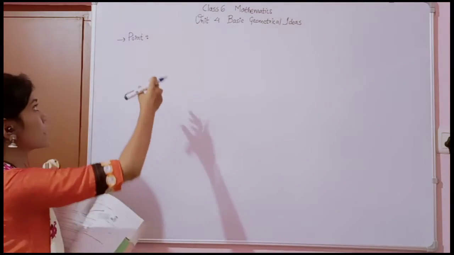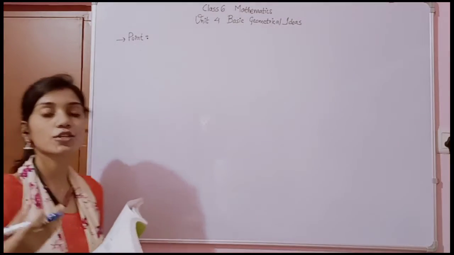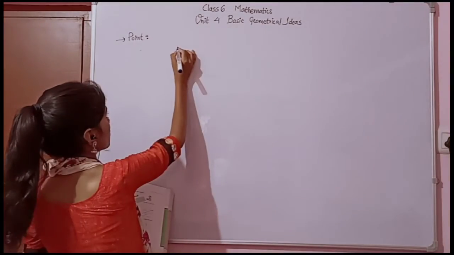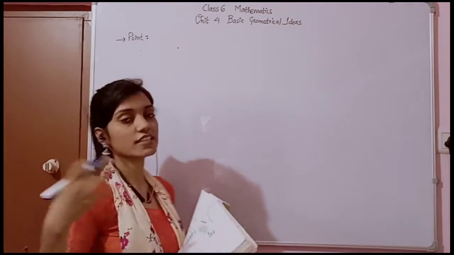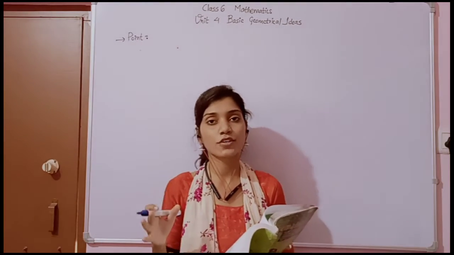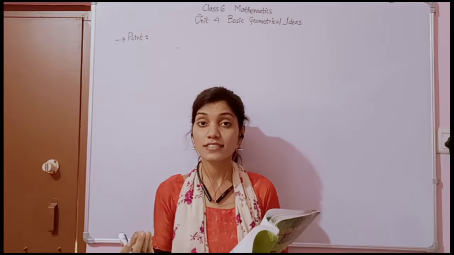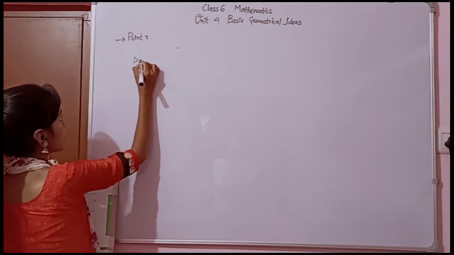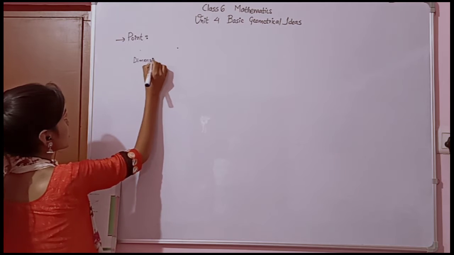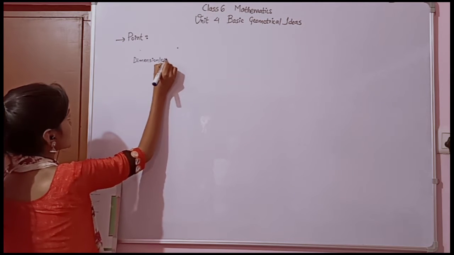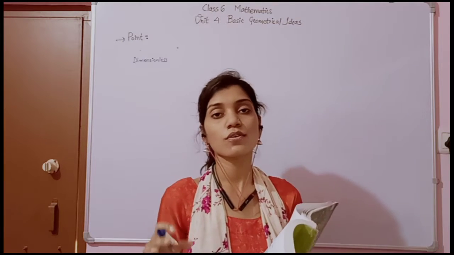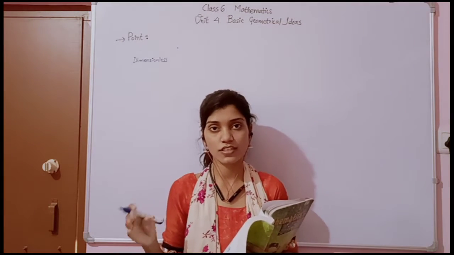You can see that the point does not have any particular size or any particular shape. I can also represent that point as this. So we can say that it has no particular shape and size. So you can say that a point is dimensionless. What is the meaning of dimensionless? Dimensionless means that it has no length, no width, no height.